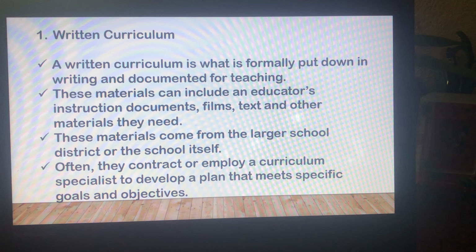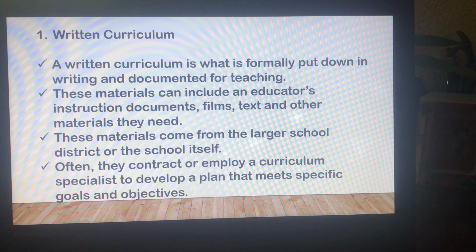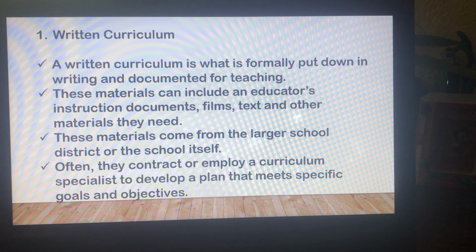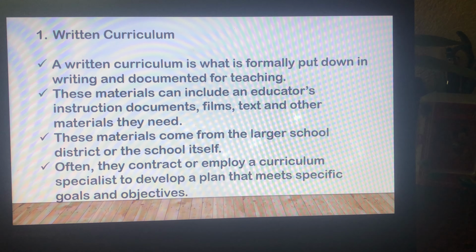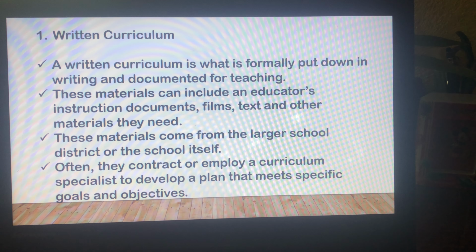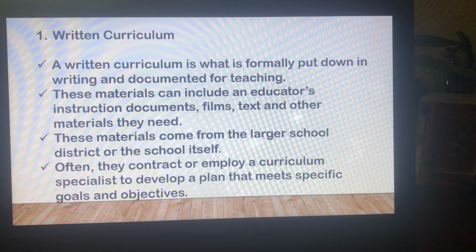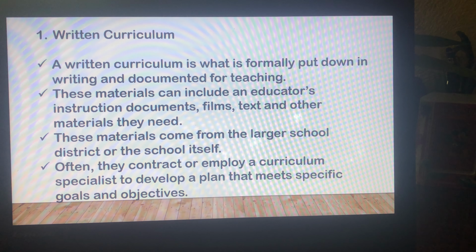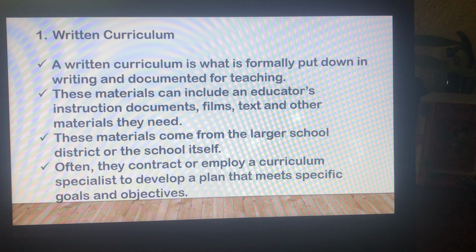So the written curriculum, you're familiar with this. The curriculum that you're using, the syllabus that we have, the examinations that you give your students, the examinations that you will take, the lesson plans that you're doing, it's part of the written curriculum. So everything. So it's instruction documents, even films, text, and other materials, they are all part of a written curriculum for as long as they are there to meet the specific goals and objectives of our lessons.